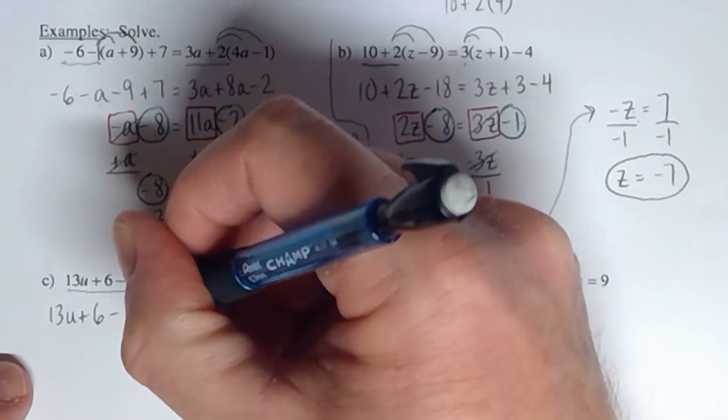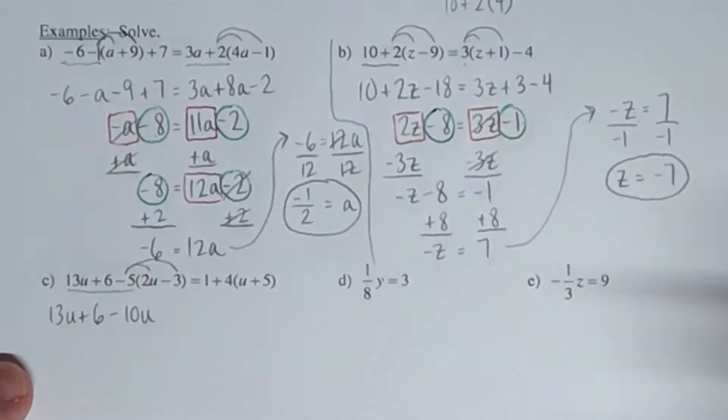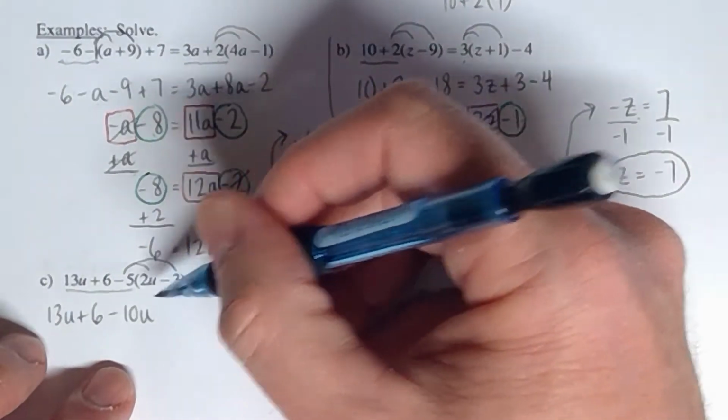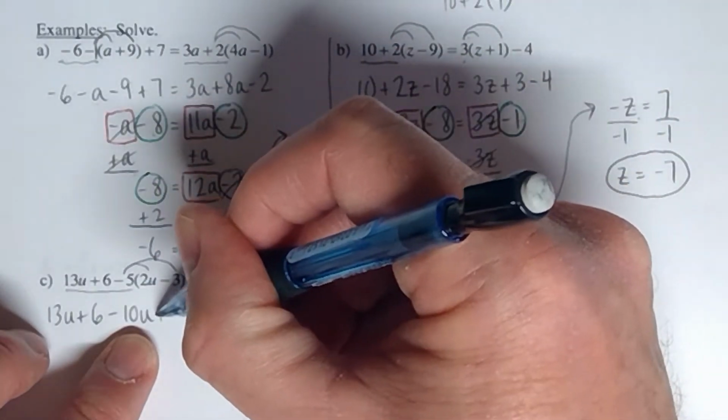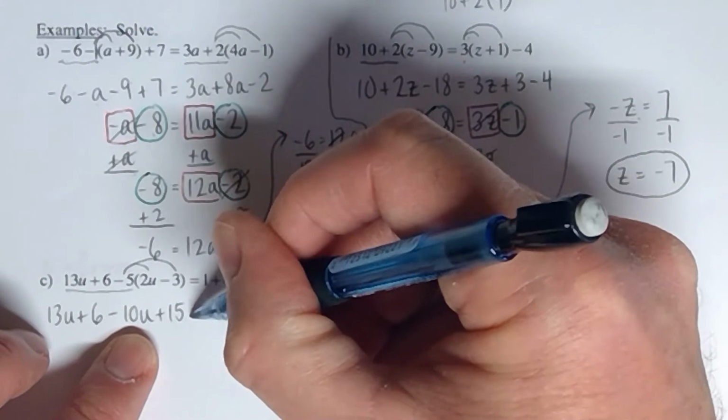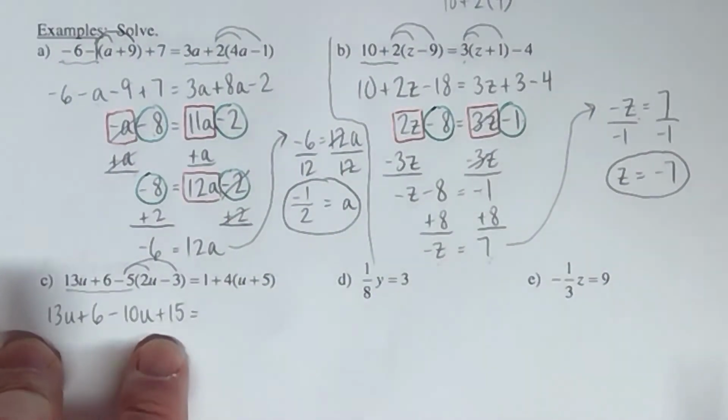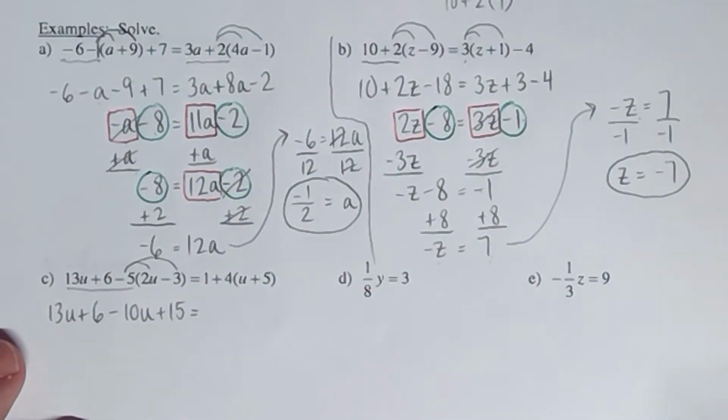Distribute the negative 5, we get negative 10u. Okay, negative 5 times 2u. Negative 5 times negative 3 is positive 15, so don't forget that plus there. You've got to have pluses and minuses in front of each answer when you distribute here.